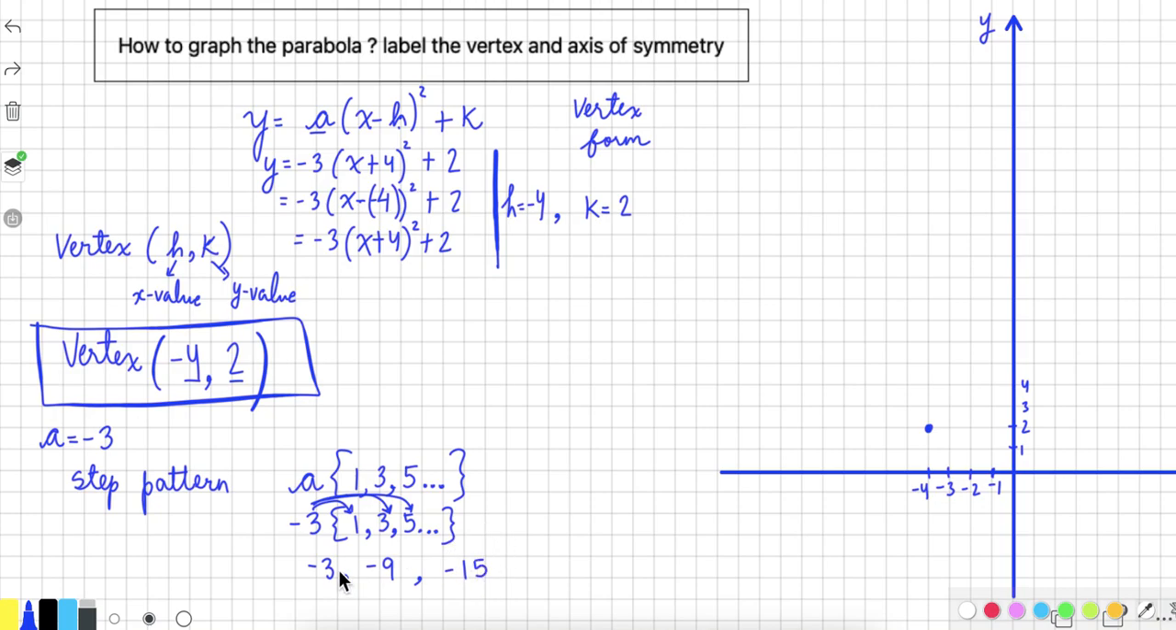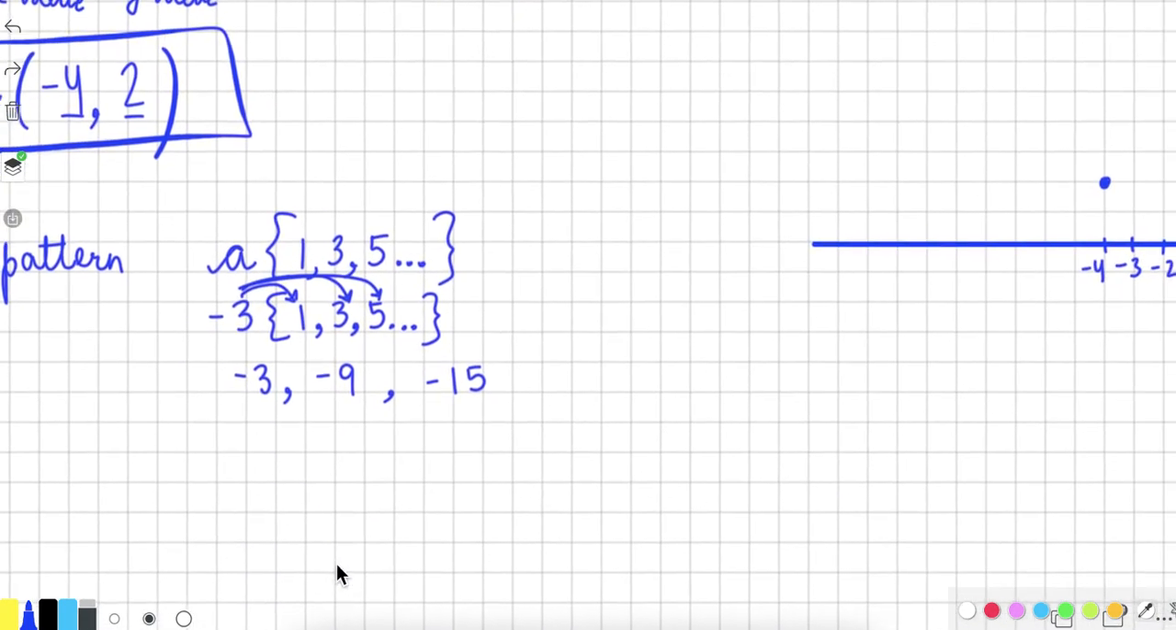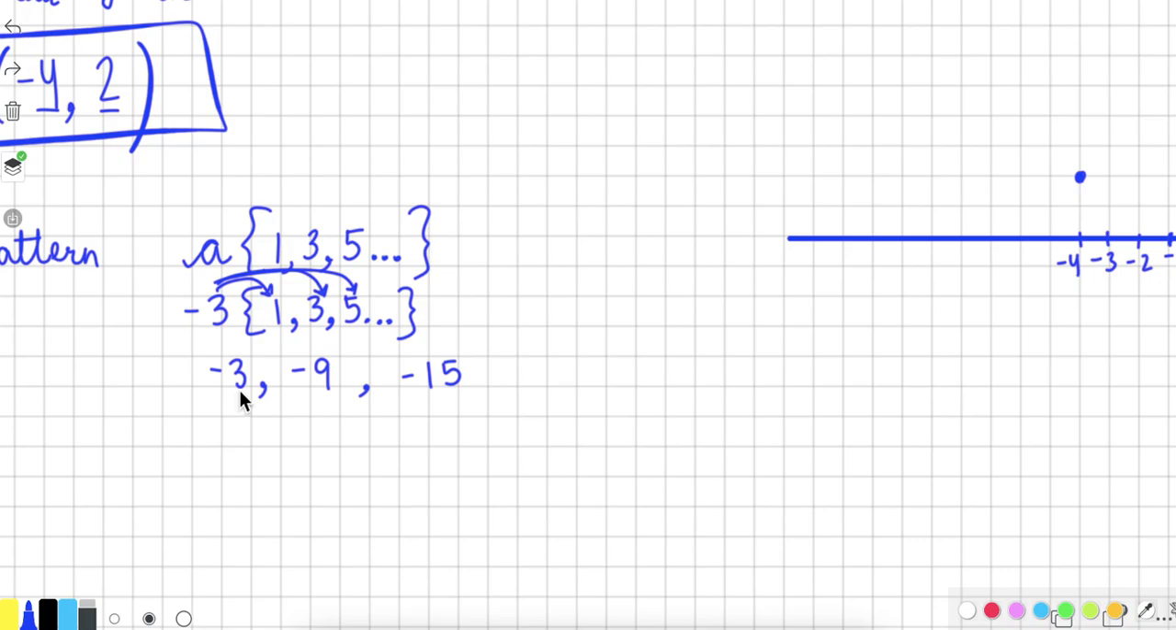But what are we going to do with the step pattern here? Let's see. If you ever see a number, you can write it as a fraction. We just need to place a number in the denominator here. So this is the fraction. Now we're going to find out the next point after the vertex. Where will be the next point on the graph here? This one is going to tell you.